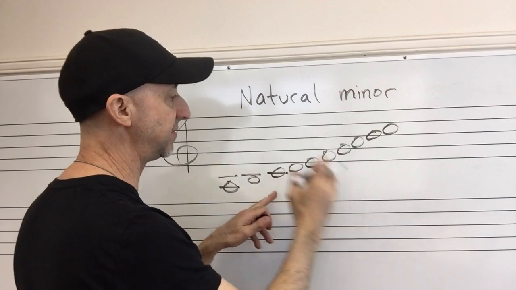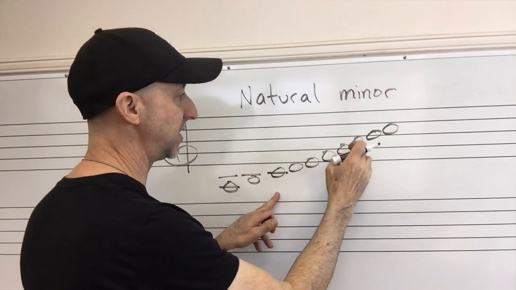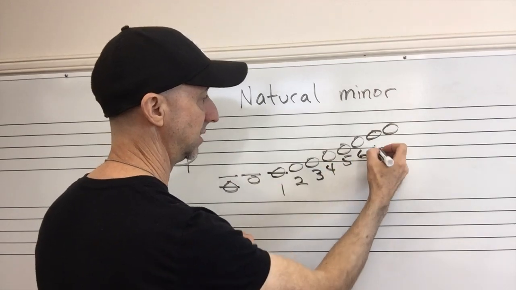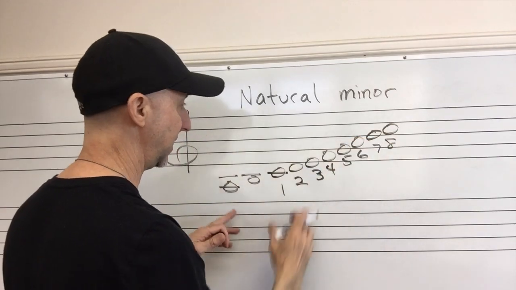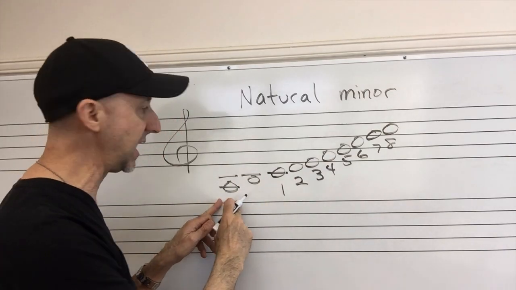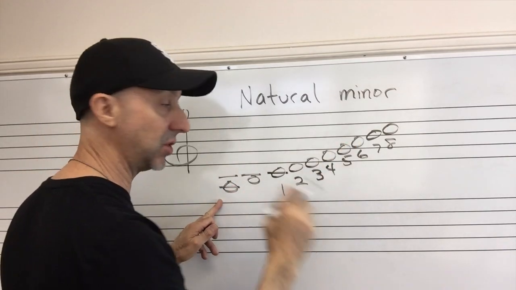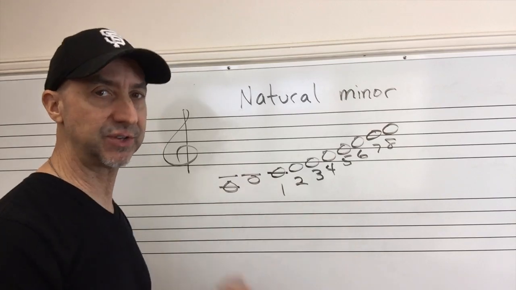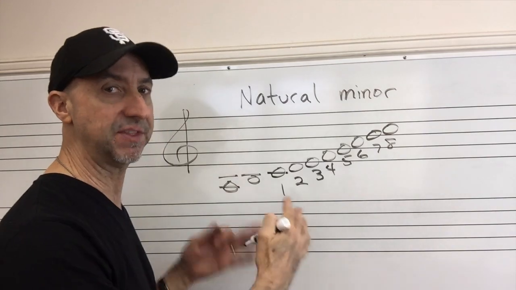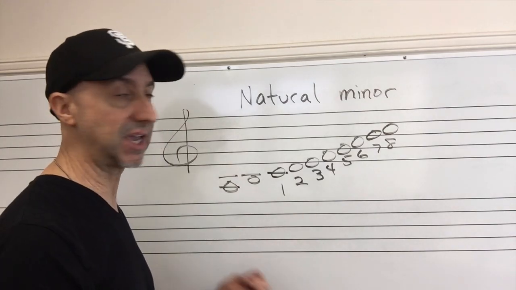Well, if I think about starting on the sixth pitch from C, which is A, and I can transpose it down, or I could think down a minor third to the low A and play A to A with no sharps, no flats. That's your natural minor scale. Or you could think of it starting on the sixth note of the major scale, any major scale.